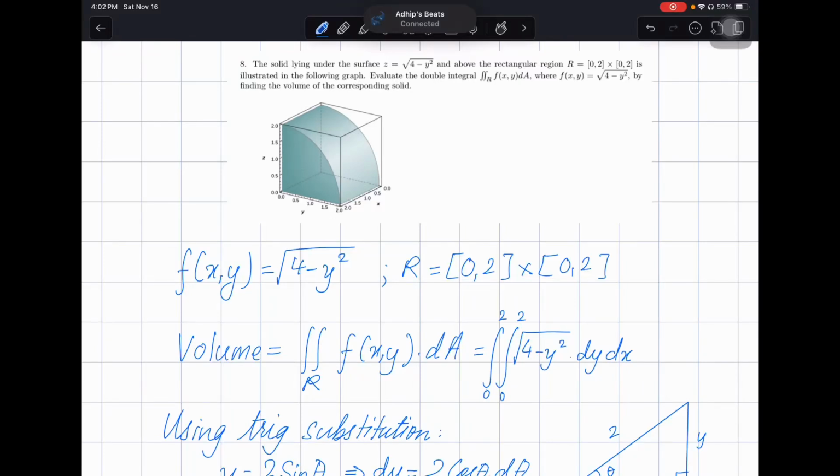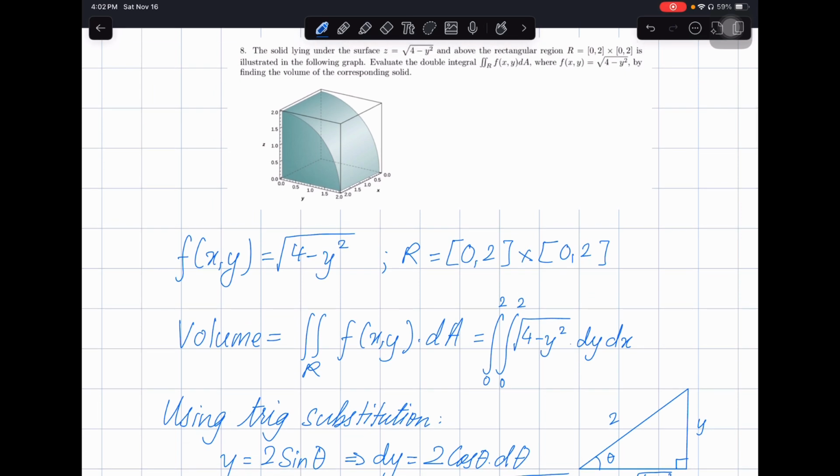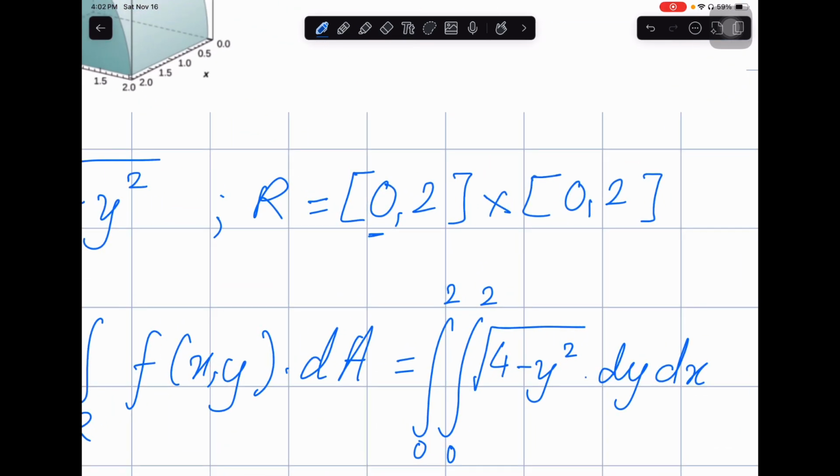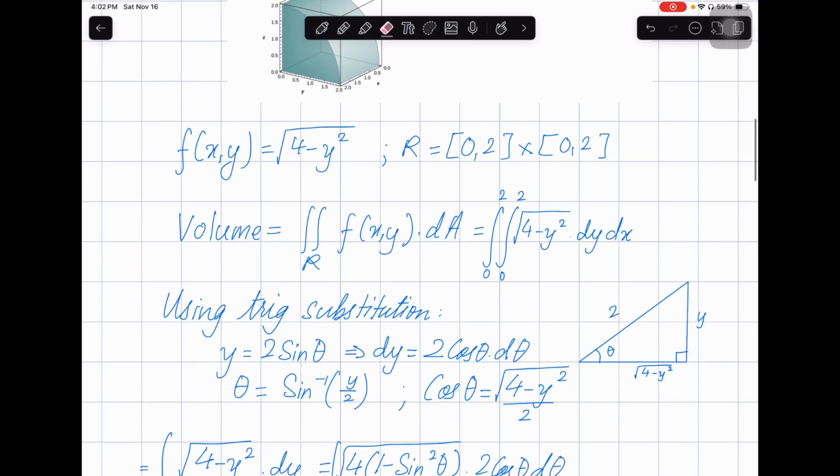Hey guys, so this is the second part of the video where we're solving this question, but now we're not using the graphical way, we're just finding the integral. So again, as the question says, f of x and y is under root 4 minus y square, and R is [0, 2] times [0, 2]. So this means x changes from 0 to 2, y changes from 0 to 2, right? Okay, so the volume would be the double integral of f(x, y).